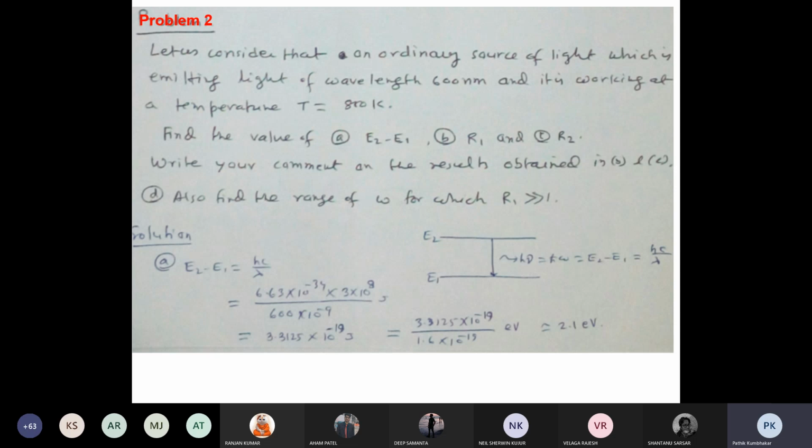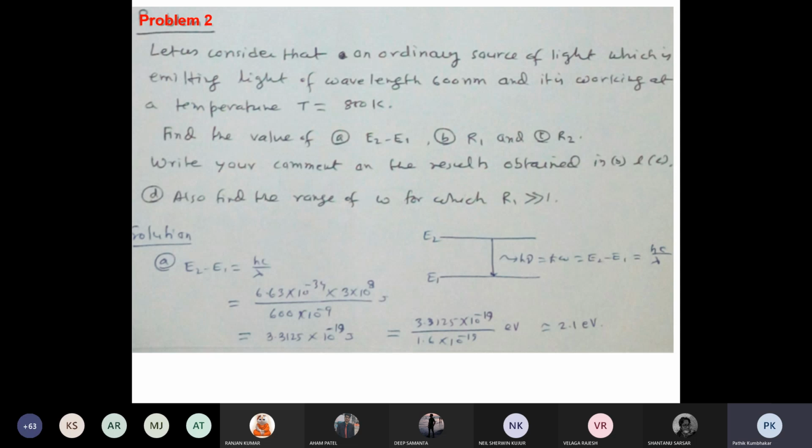In the first case, you have two energy levels which are emitting wavelength 600 nanometer. Then that means the energy difference between these two levels has to be h nu or h cross omega, that is E2 minus E1, which is hc by lambda. So E2 minus E1 is hc by lambda, where h is the Planck constant.